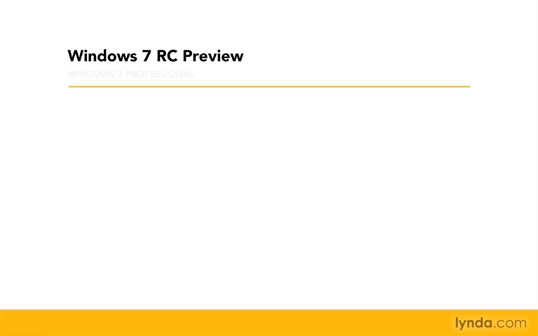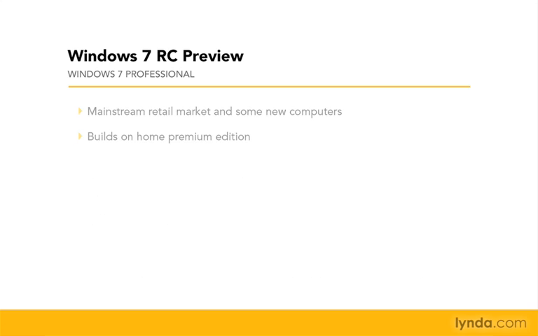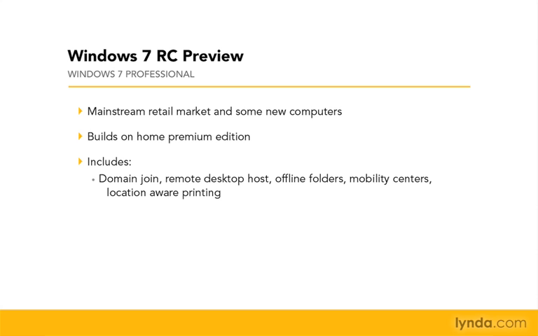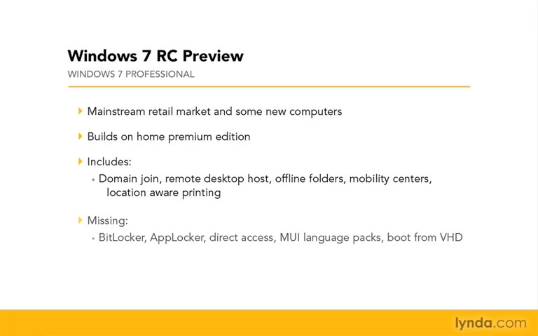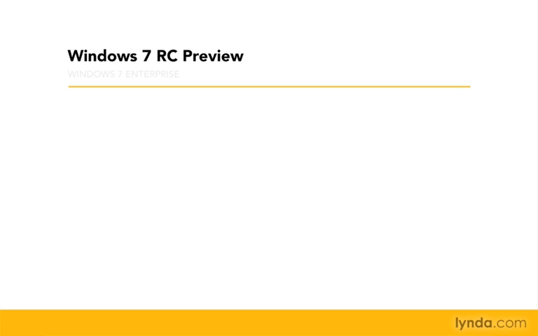If you need those things, there's the Windows 7 Professional Edition. This too will be available through the mainstream retail market and on some new computers. And it will include Domain Join, the remote desktop host, offline folders, something called the Mobility Center, and location-aware printing. You won't see things like BitLocker, AppLocker, Direct Access, the MUI language packs, and you won't be able to boot from VHD. If you need those things, then we've got the Windows 7 Enterprise Edition.